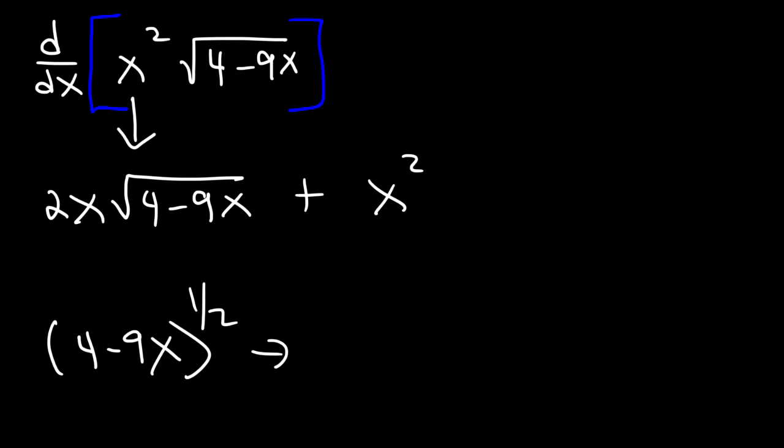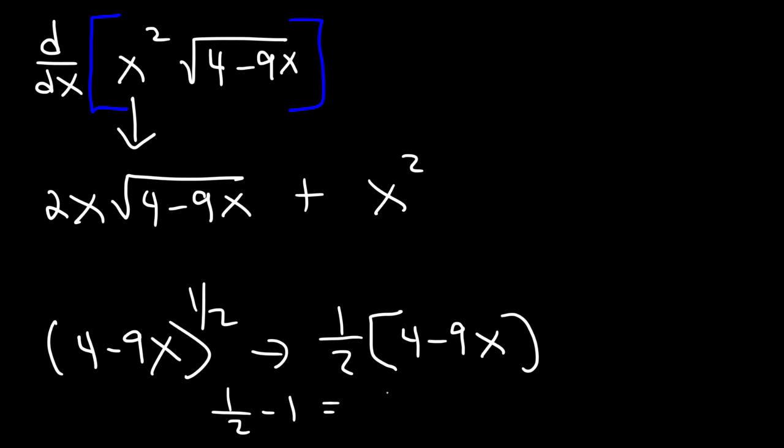So first, let's differentiate the outside part of the function by using the power rule. So it's going to be 1/2, and then keep the inside function g of x the same, so 4 minus 9x, and then subtract the exponent by 1. So 1/2 minus 1, or 1/2 minus 2 over 2, that's negative 1 over 2. And then multiply by g prime of x, the derivative of the inside function. So the derivative of 4 minus 9x, that's negative 9.